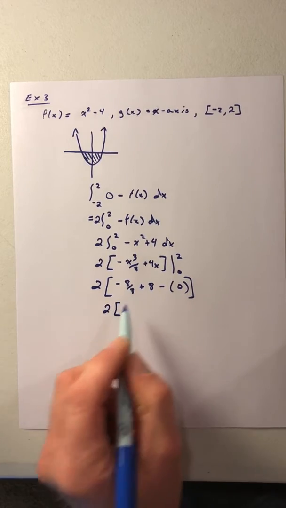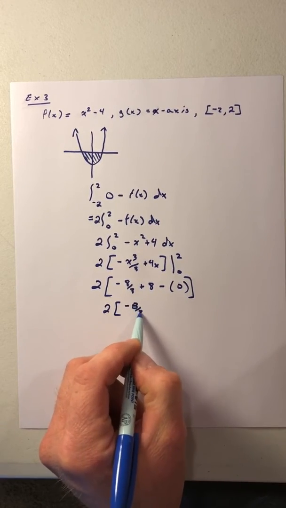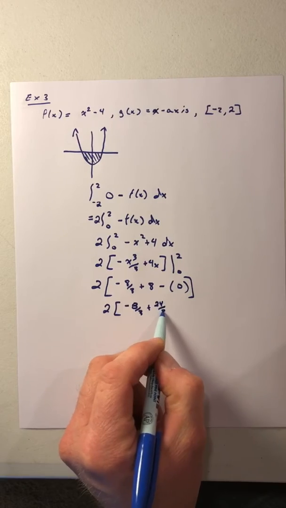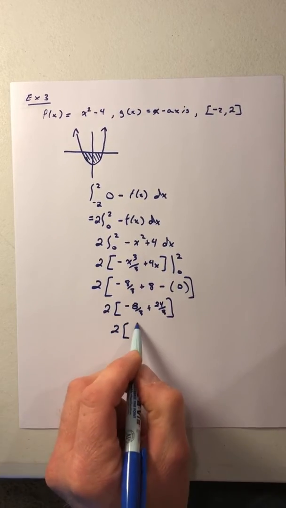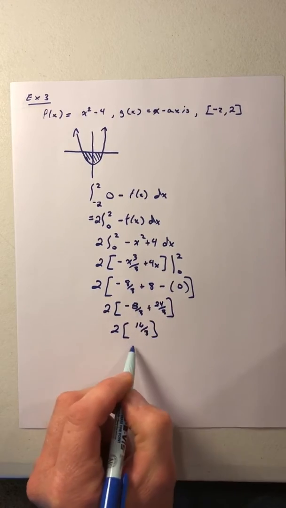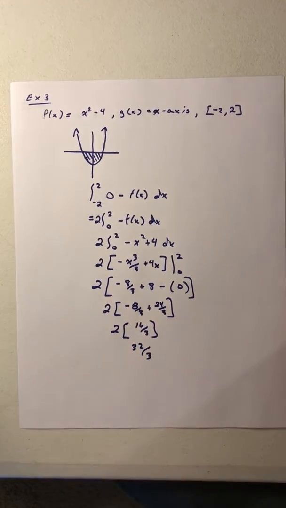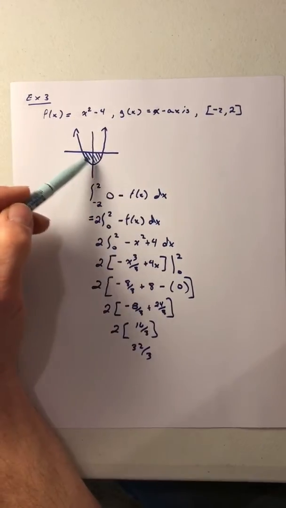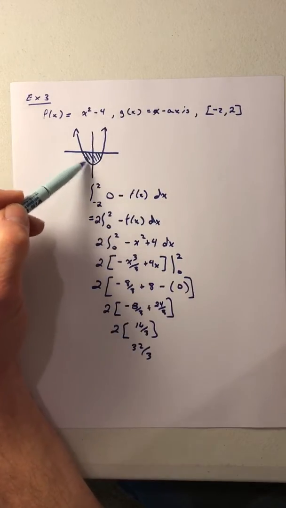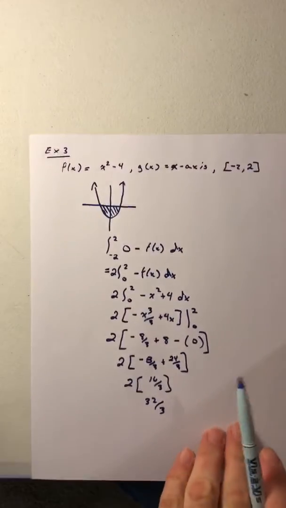So I have 2 times, well, I got negative 8 thirds plus 24 thirds. 24 minus 8 gives me 16 thirds. So it gives me 32 thirds. And that's going to give me the area of this region. Notice we have a positive area because we have the area between 2 functions.